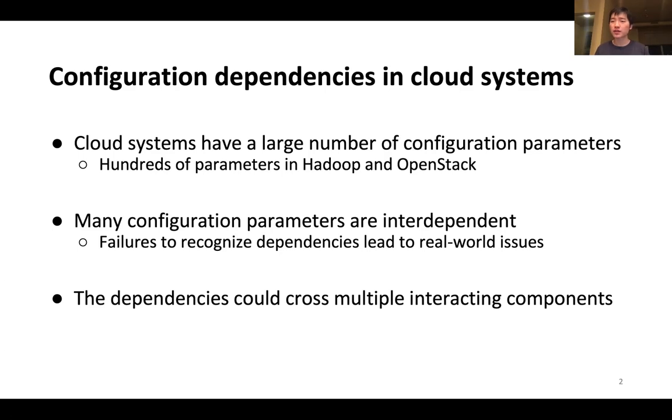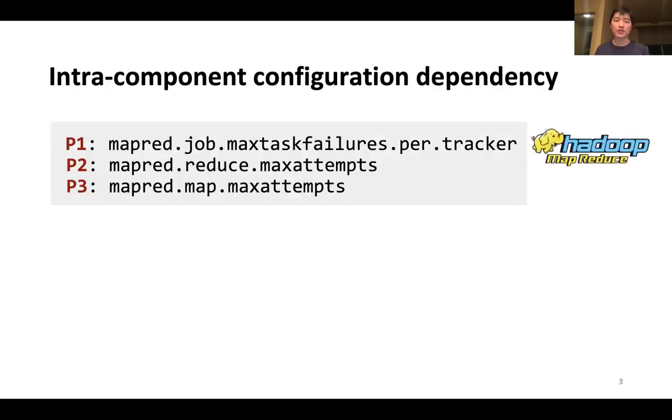In the following slides, I will show you several examples of configuration dependencies. The first example is an intra-component configuration dependency. Here, we have three parameters from MapReduce. The dependency relation here is P1 should be less than P2 and P1 should be less than P3.